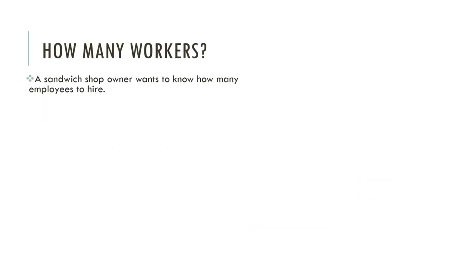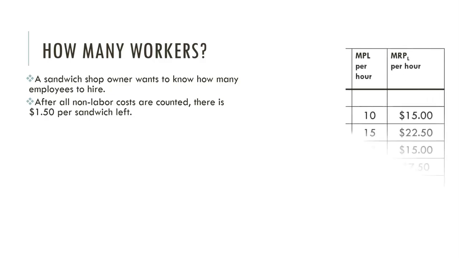So let's look at some examples. So we have a sandwich shop owner who wants to know how many employees to hire. And after all non-labor costs are counted, there is $1.50 left over per sandwich. So after you pay for the meat and the bread and the electricity and the advertising and all that stuff, after every sandwich, there's $1.50 left.